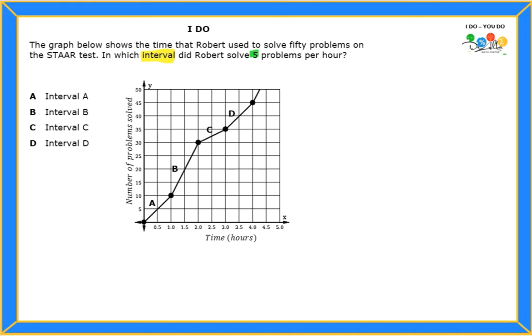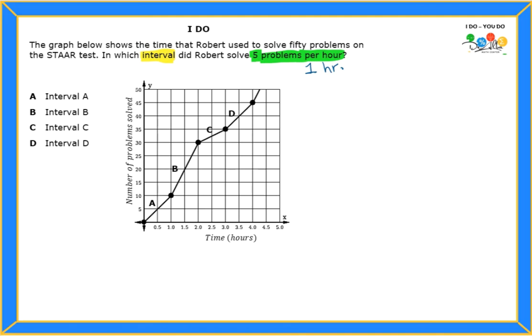Well, I see a 5. And this 5 is the problems that you do. And then it says per hour. What does it mean by per hour? If somebody says per hour, then I'm hoping that you think of 1 hour. Okay, so notice how the question is already giving you the answer. So we're not looking for an exact number as an answer.